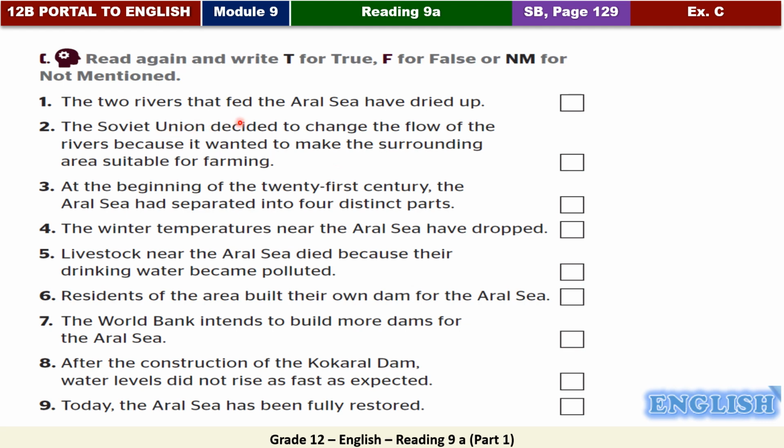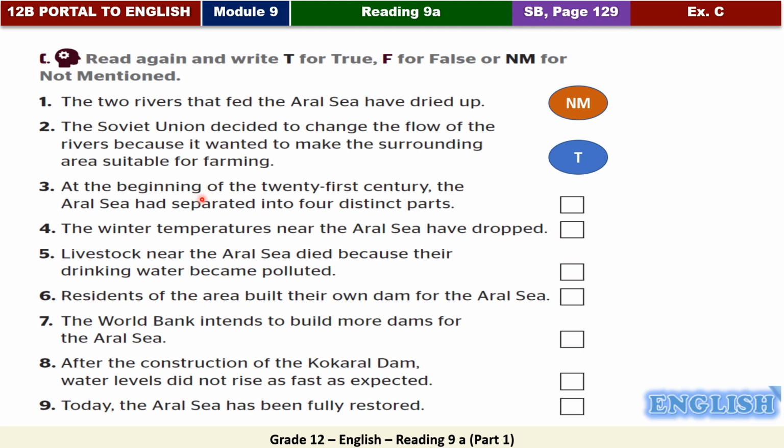The two rivers that fed the Aral Sea have dried up. Is this true or false or not mentioned? Very good, it's not mentioned. What about sentence 2? The Soviet Union decided to change the flow of the rivers because it wanted to make the surrounding area suitable for farming. True, false, or not mentioned? Excellent. It is true. Very good.